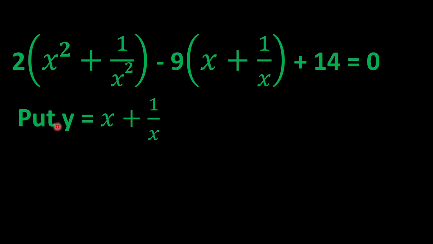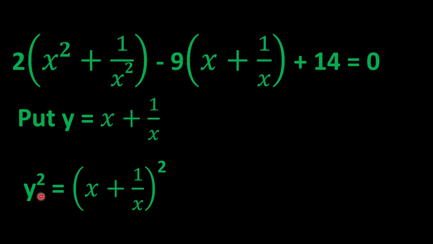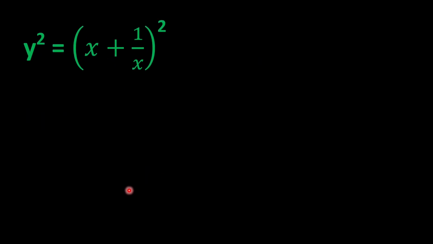So first of all we will put y equal to x plus 1 over x. As we have considered y equal to x plus 1 over x, therefore to find the value of x square plus 1 over x square, we will take square on both sides of this equation. After taking square on both sides, this will become y square and this x plus 1 over x whole square. So now we will apply the a plus b whole square formula over here, which is equal to a square plus b square plus 2ab.